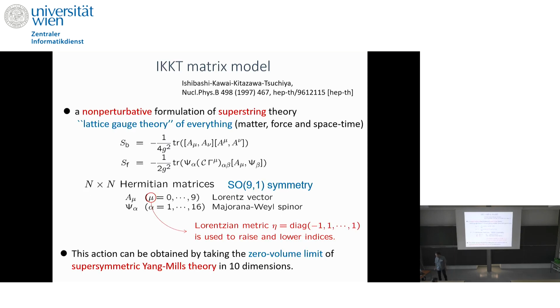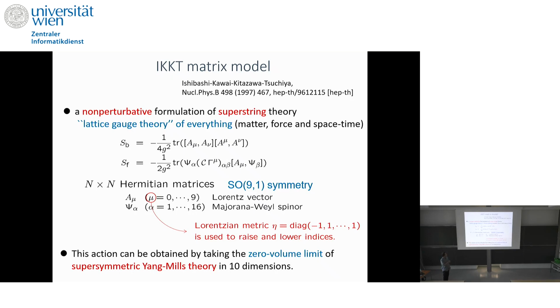One of the main topics today is the IKKT model, as you can see from the program. And this model was proposed by these four Japanese gentlemen. Kawai and Tsuchiya are in the audience, as you know, and this was proposed almost 25 years ago. Okay? And this was proposed as a non-perturbative formulation of superstring theory. And this means that it is actually really a lattice gauge theory of everything, not only matter and force, but also space-time.